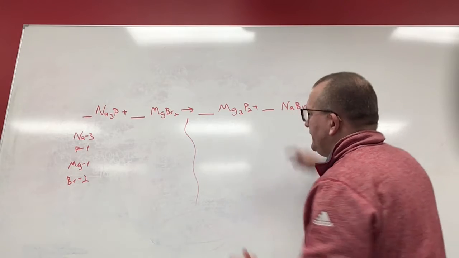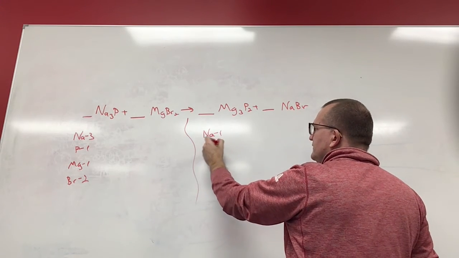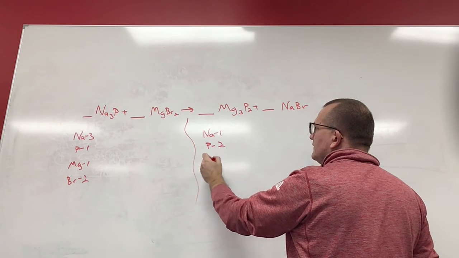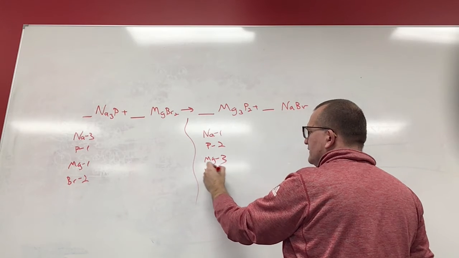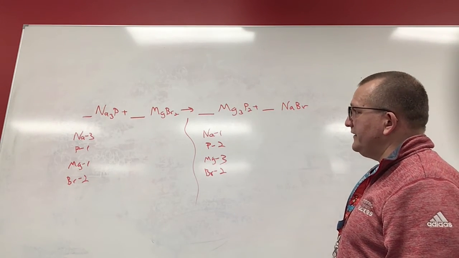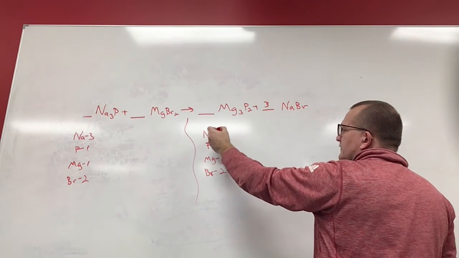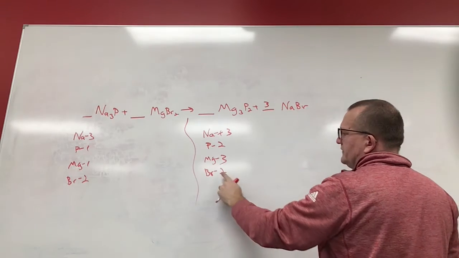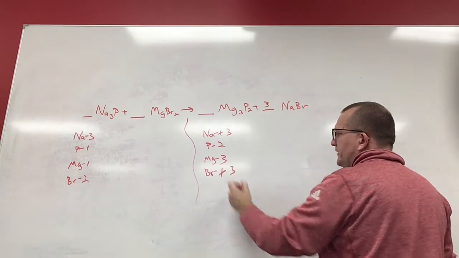I look here, 1 Na, 2 Ps, 3 Mgs, and 2 Brs. So to balance, I'll start with my Nas. I'll put a 3 here. That gives me 3 Na. This should only be a 1. I'm sorry, it should be 1 Br. I put a 3 here. That gives me 3. Okay?